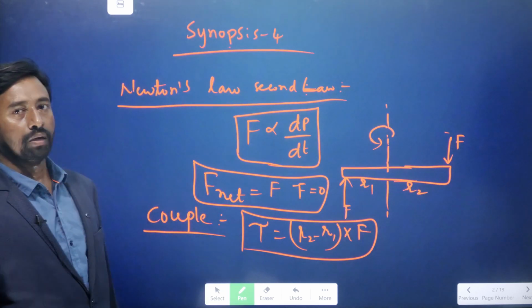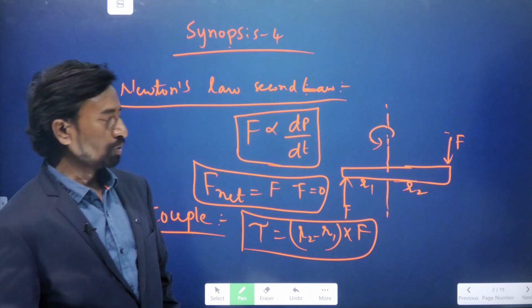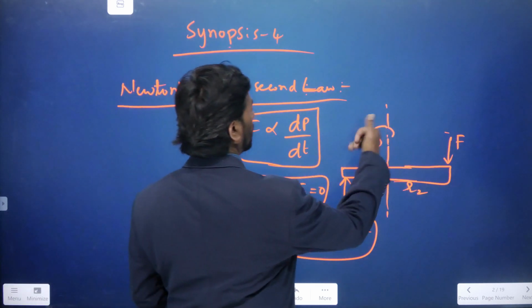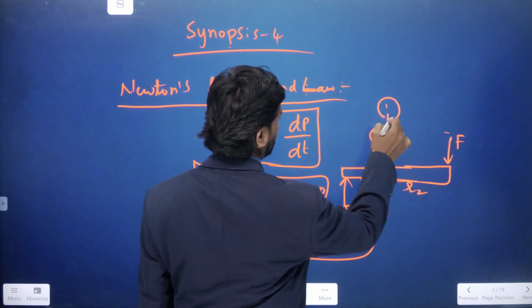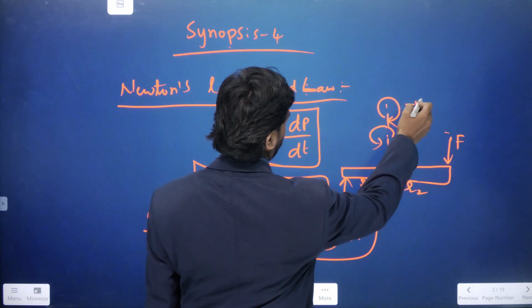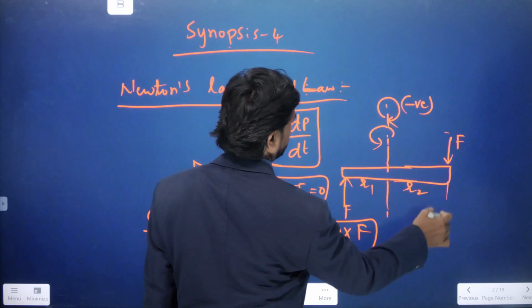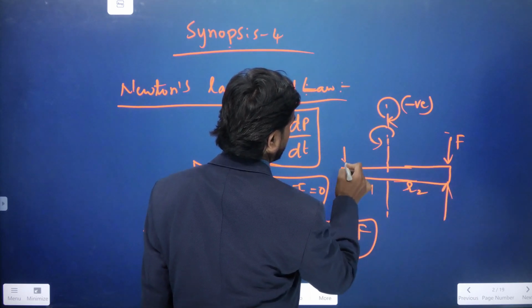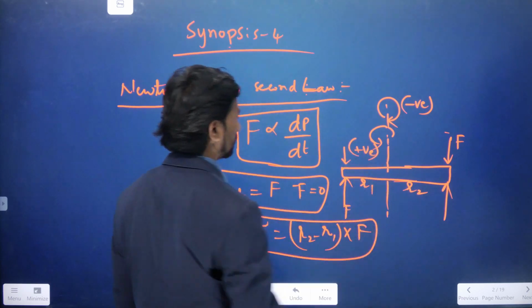This couple causes the rotation of the body. If the body rotates in the clockwise direction, the torque is taken as negative. If the forces act so that it rotates in the anti-clockwise direction, the torque is taken as positive.